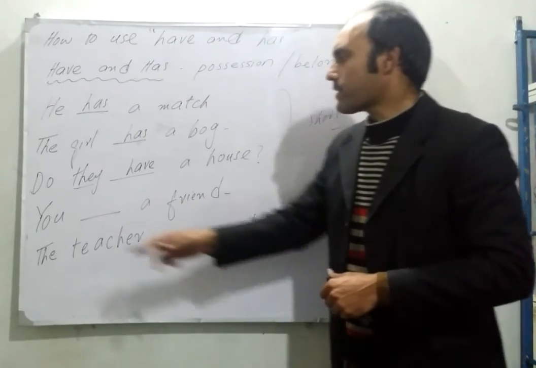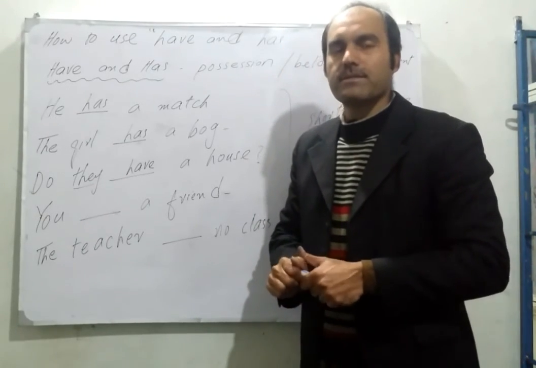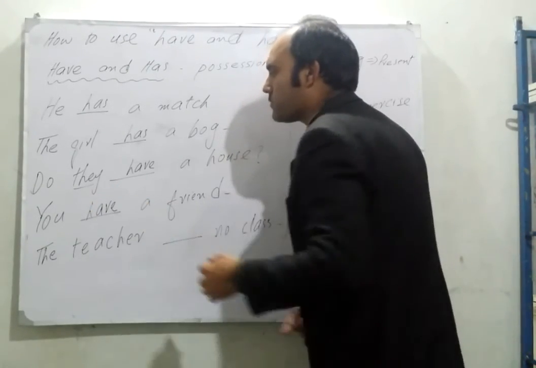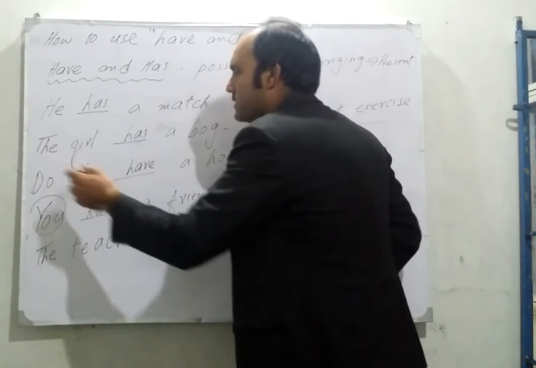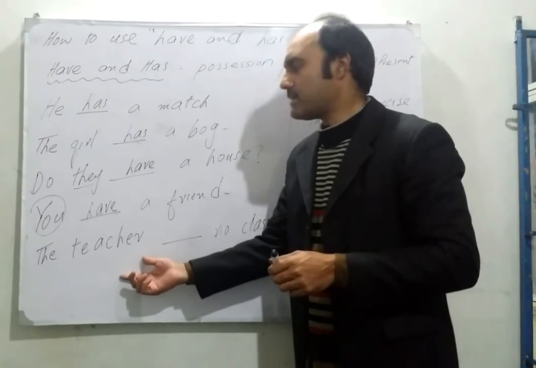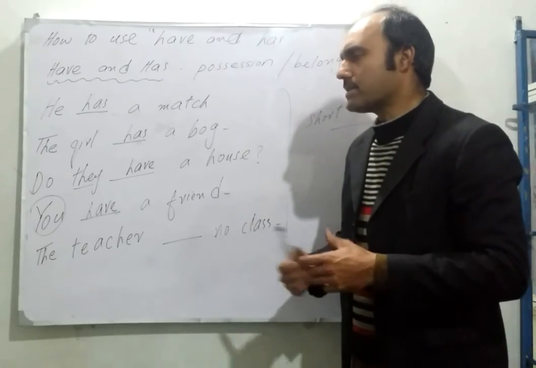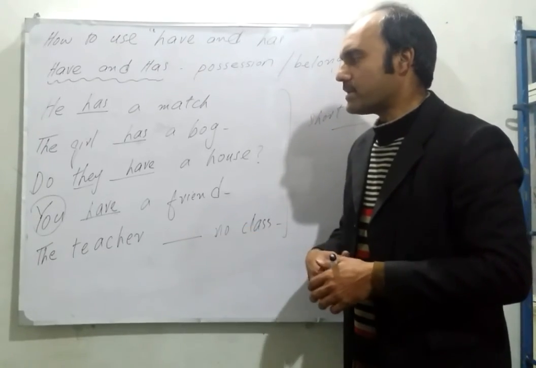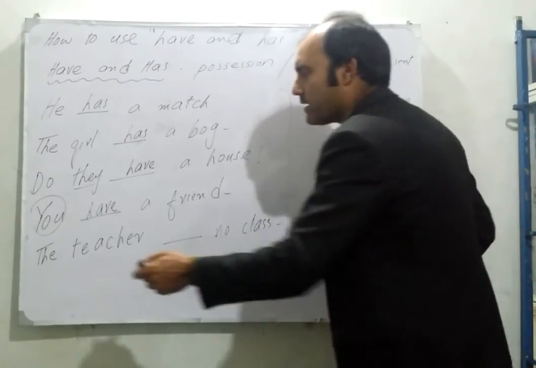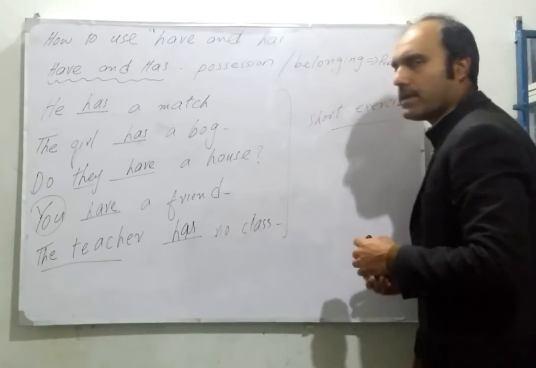Now come to this one. You dash a friend. Which one is correct? Have or has? Have. We need to put have here because our subject is you. For you, we can use have. Now come to this last sentence. The teacher dash no class. This is a negative sentence. So now let's think whether we need to put has or have here. Has, because our subject is the teacher. This is a singular noun, so for this we can put has here.